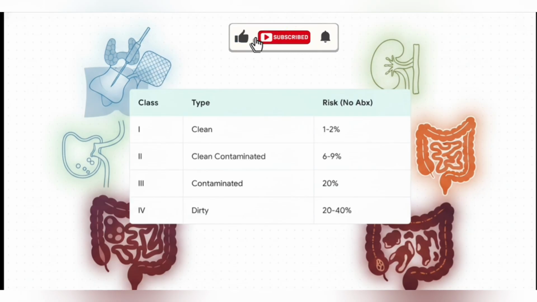Class 2 is clean contaminated. You open the GI or GU tract, but it was controlled with no active inflammation. The risk jumps a little to 6 to 9%. Class 3 is contaminated. Think of an emergency cholecystectomy or an accidental bowel spillage. Now you're at a 20% risk. And finally, Class 4 is dirty. There's already frank pus, peritonitis, or neglected trauma. Look at that SSI risk. It shoots massively up to 20 to 40%.